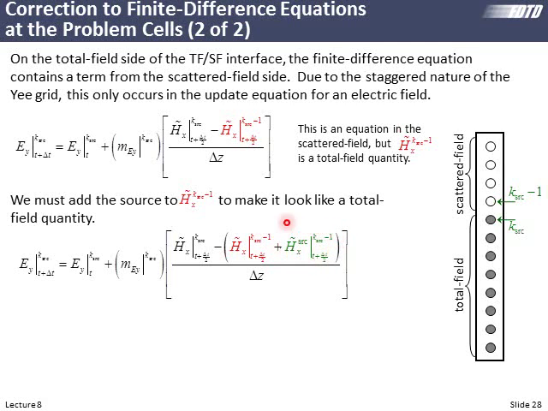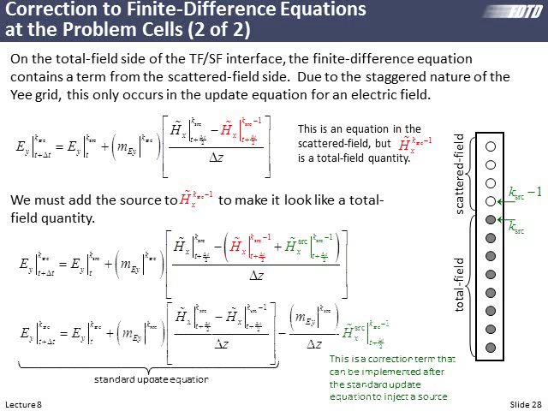So what's inside the parentheses here looks like a total field quantity. Again, we'll pull the source term to the outside. And what we see is that we get our update equation back that we derived before we knew anything about total field, scattered field. That lets us update all of the fields across the entire grid. And then after that, just subtract this source term from the one point where we're incorporating the source. So we only require two corrections at two points to implement the total field, scattered field source.